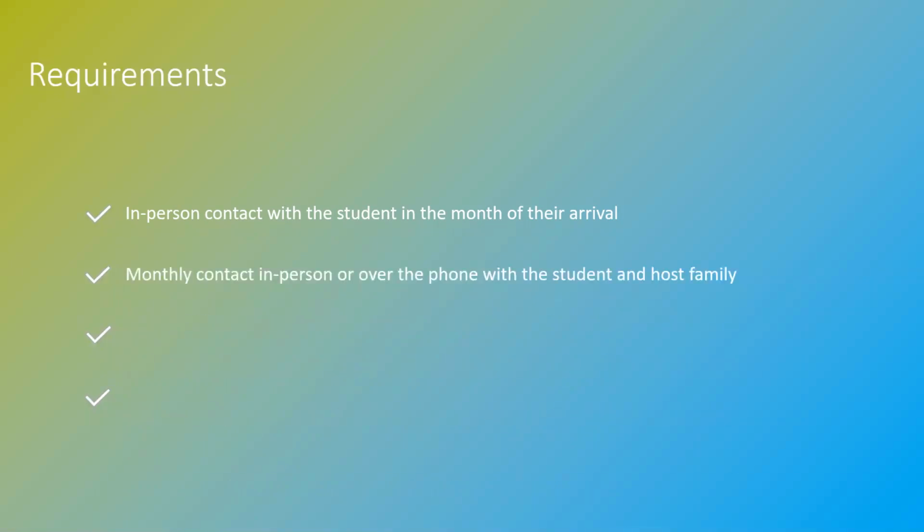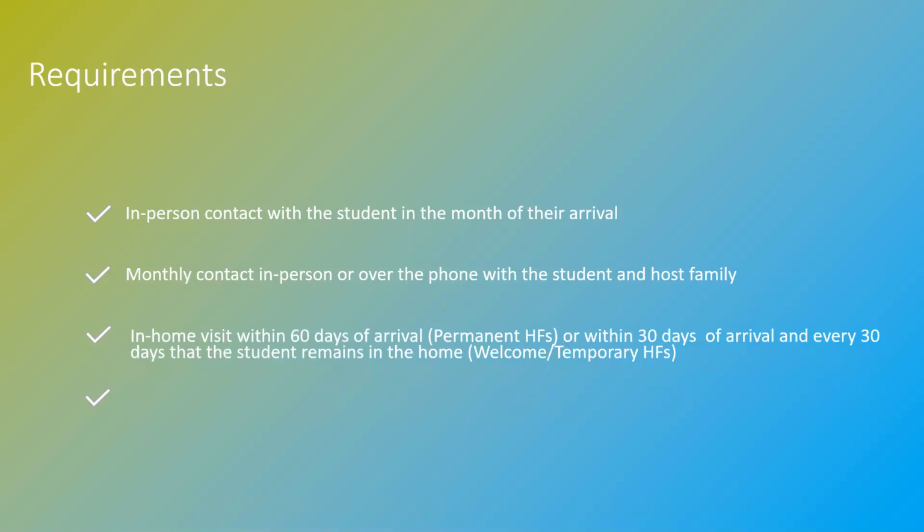Monthly contact either in person or over the phone with both the student and the host family. And again, that's for every calendar month that the student is on program. So if they depart program June 1st, even though they're only here one day in June, that means they need to have a monthly contact for June on June 1st.